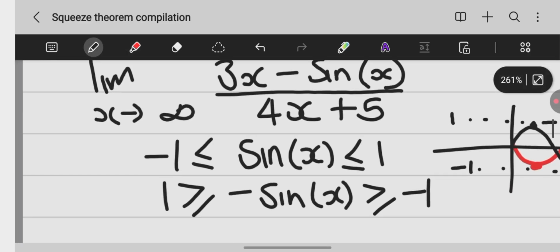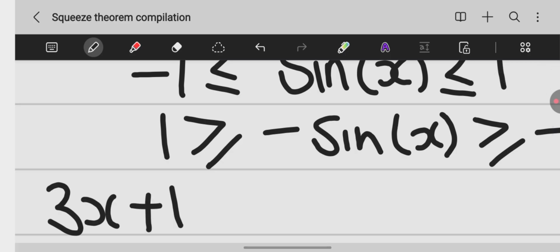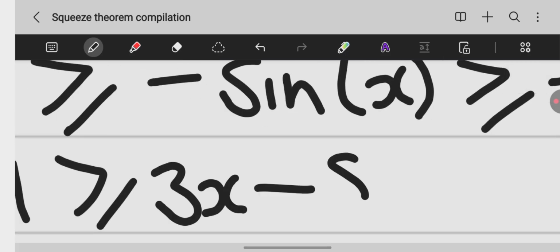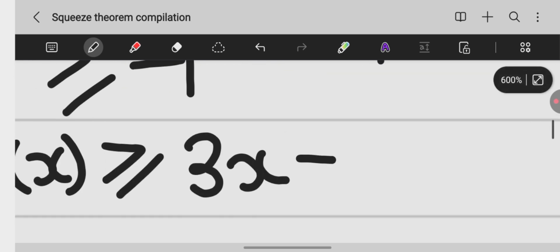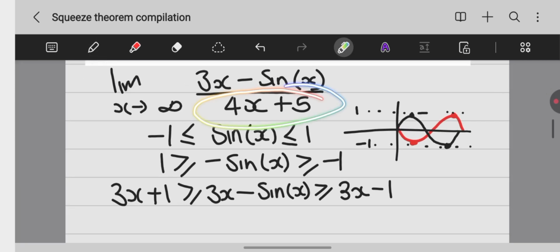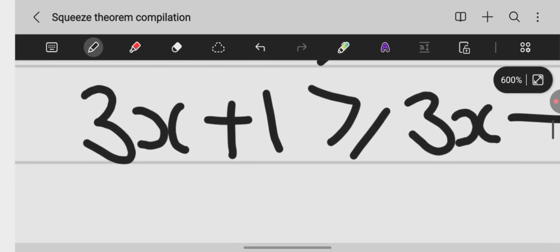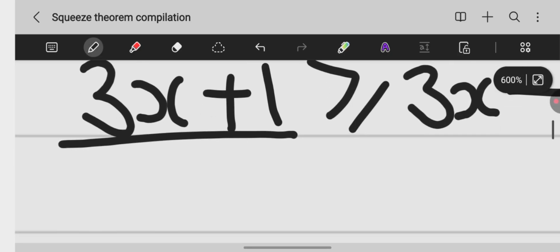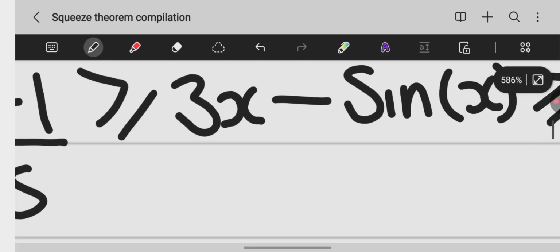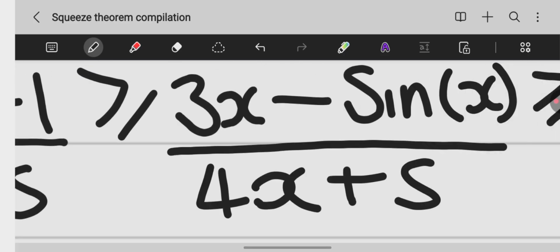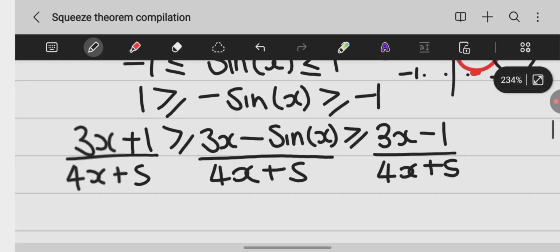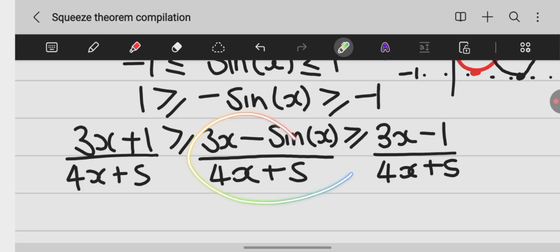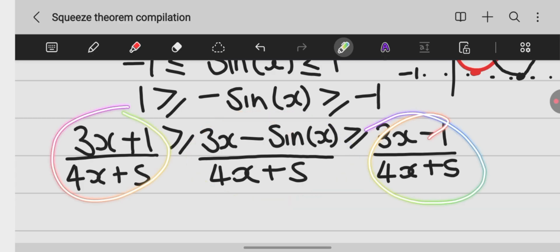Adding 3x to this would be now 3x plus 1, 3x minus sine x, 3x minus 1. And because we're dividing by a positive denominator, I don't think I really want to write down another step. 4x plus 5. Okay, from here, because now our middle looks exactly like the given question, we can now find the limits of these two.